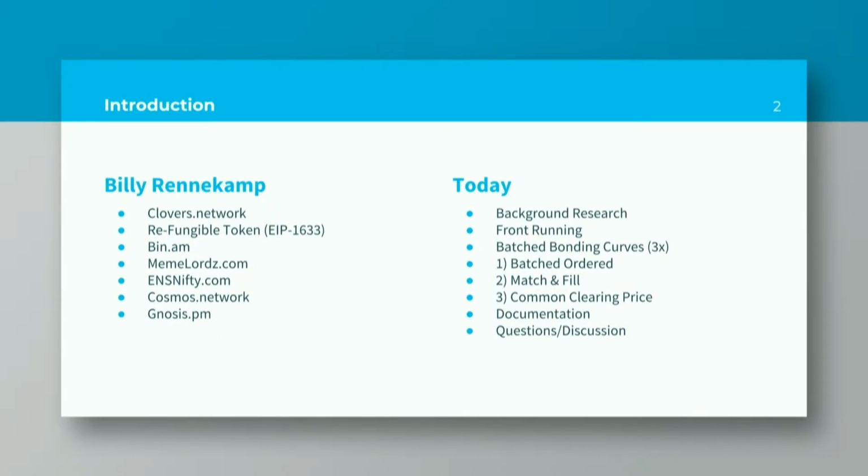Today I'm going to talk about some background research on the topic, front running in general, then go over the three implementations of batch bonding curves, calling them batched ordered, match and fill, and common clearing price. Then some links to documentation. There's some live code and a more in-depth article on this topic. And then if there are any questions and discussion, I welcome it.